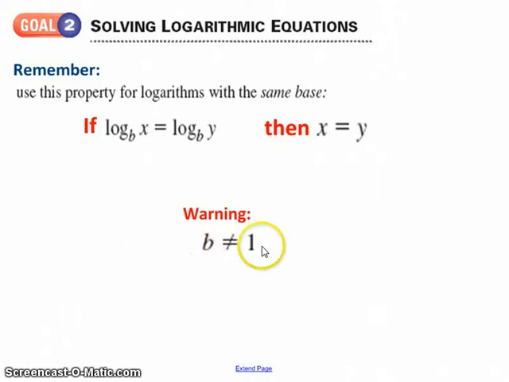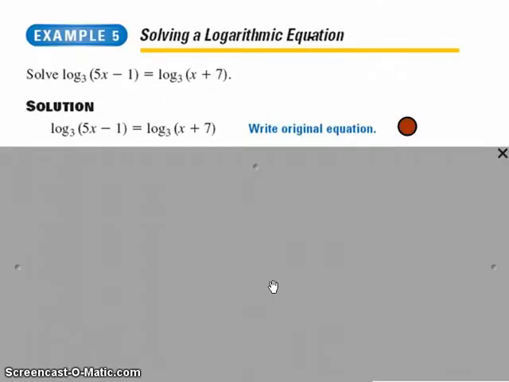So that's that one weird situation. Watch out for that. But otherwise, this general rule applies. Let's look at an example. I'm not going to work this out for you.